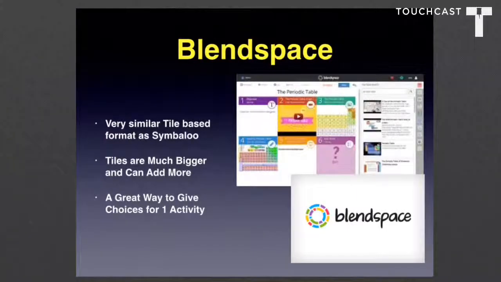BlendSpace. BlendSpace is another great way to present choices digitally. It's a very similar tile-based format as Symbaloo, but the tiles are much bigger and you can add more content to it. You can actually add YouTube videos, educations, all kinds of things straight from BlendSpace. It's a great way to give choices for like one activity.